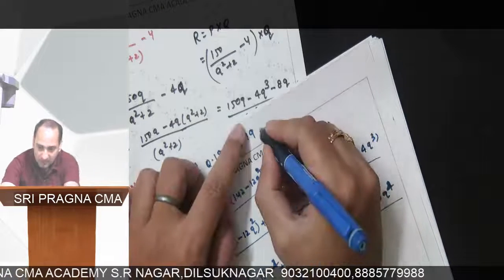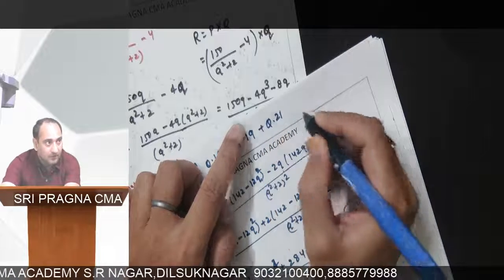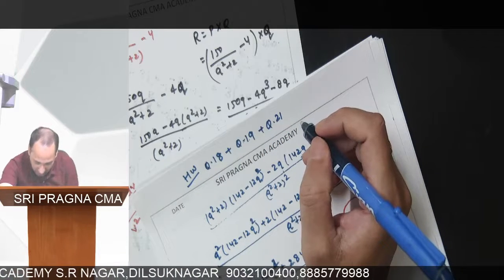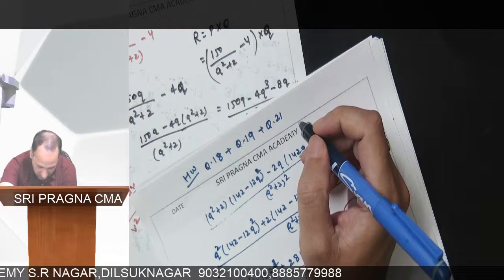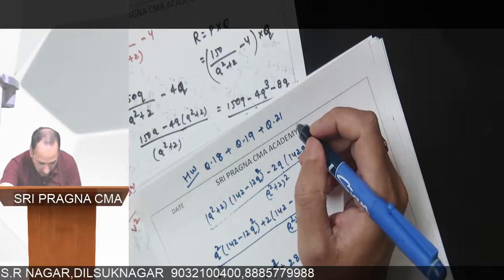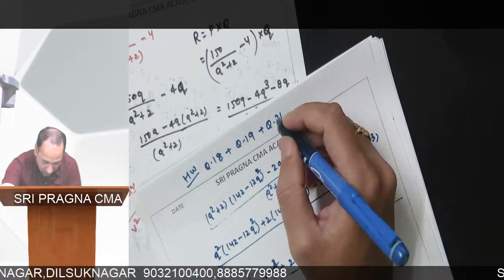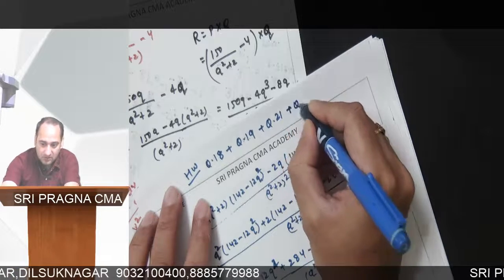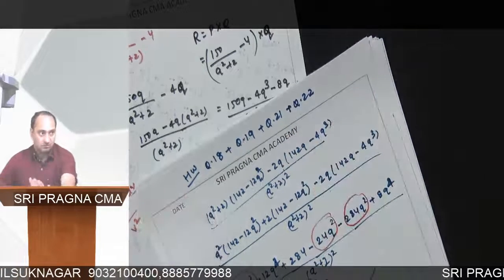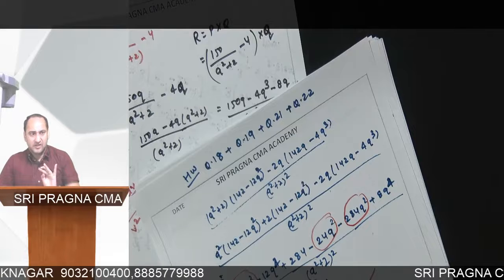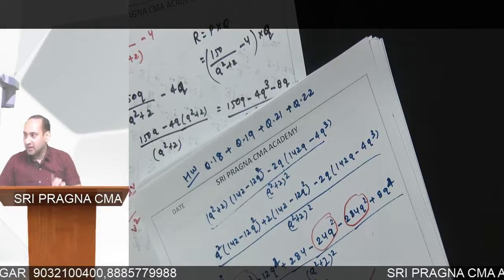Question number 21 homework, and question number 22. So these are the homework for you: 18, 19, 21, 22. I am going to do 20 right now.